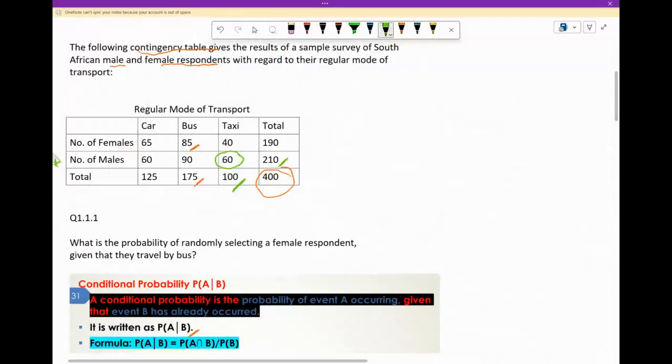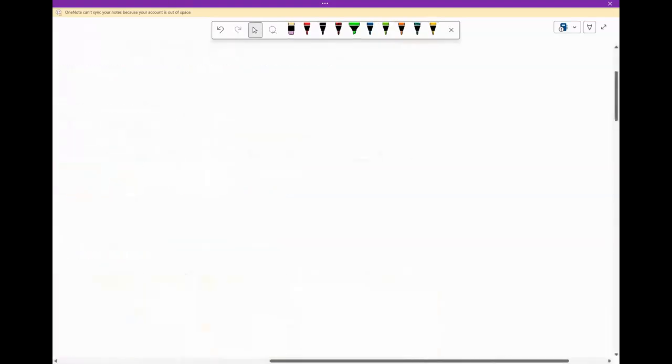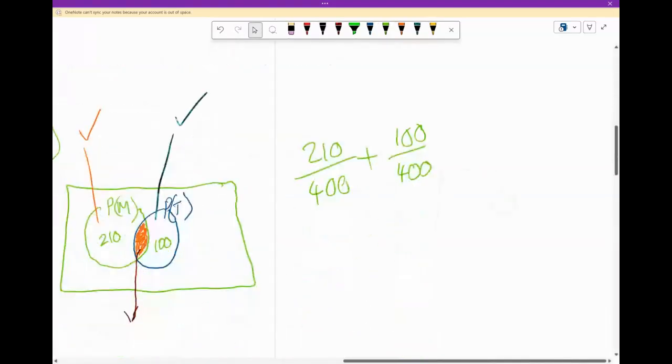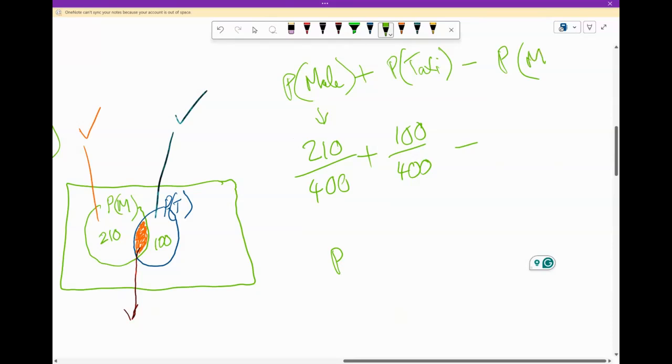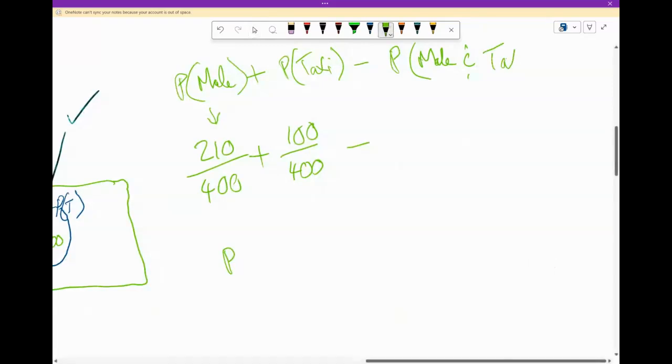Yes, because remember we're saying the formula is the probability of male respondents, that's this here. Then here we're saying probability of taxi respondent. Then we're saying minus, because we don't want to duplicate, the probability of the respondent being male and a taxi respondent. And that's where the 60 is coming from.